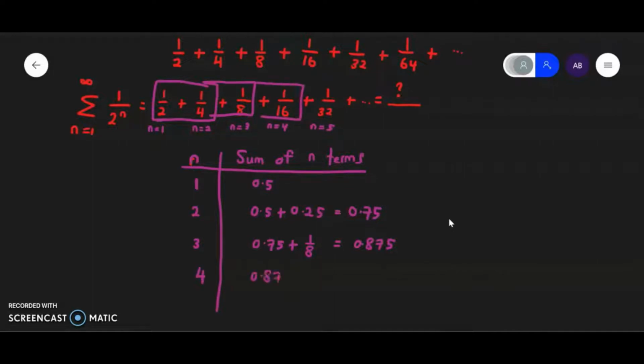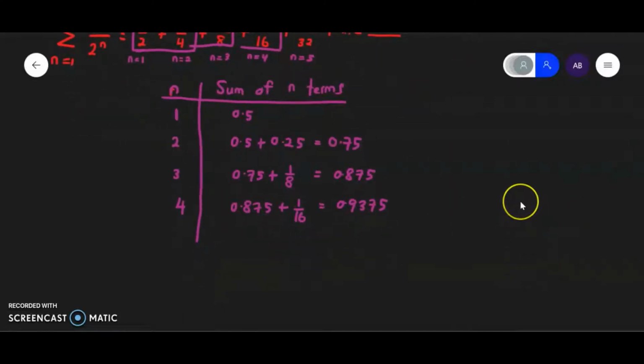Now for n is 4, I'm going to add this term here. So 0.875 plus 1/16, so 0.9375. Now keep adding them when n is 5. So 0.9375 plus 1/32, which is 0.96875. Now what happened when I keep adding this term, let's say for n equals 10? I've already done it before, so I'm just going to write down the answer.